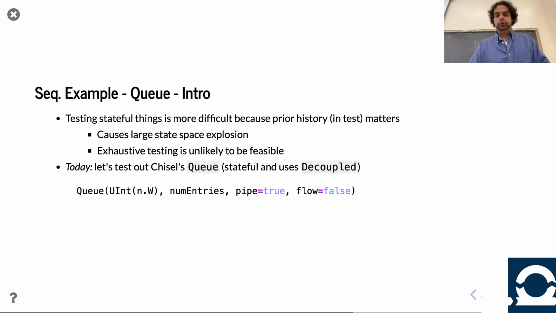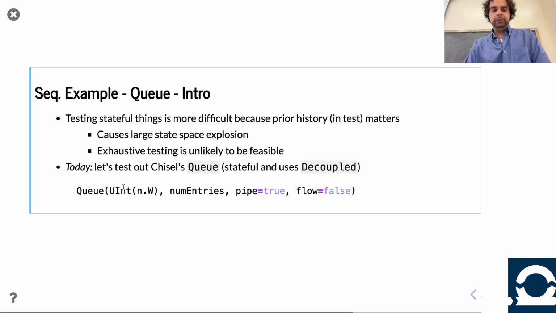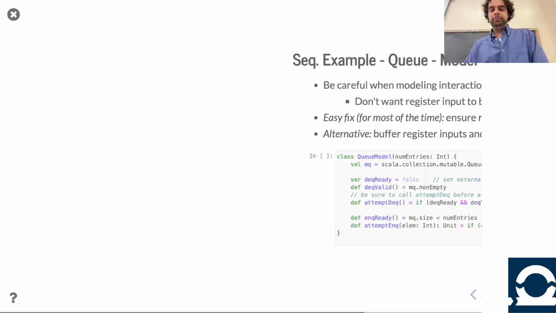infrastructure up. So remember when we had the Chisel queue, we have a type, number of entries. We talked about these parameters, right? For example, pipe being true lets you enqueue into a queue that's full if it's also dequeuing. Flow, we're going to leave false for today, which is the ability to bypass the registers if it's empty. And remember, the inputs to the queue and the outputs are all decoupled.